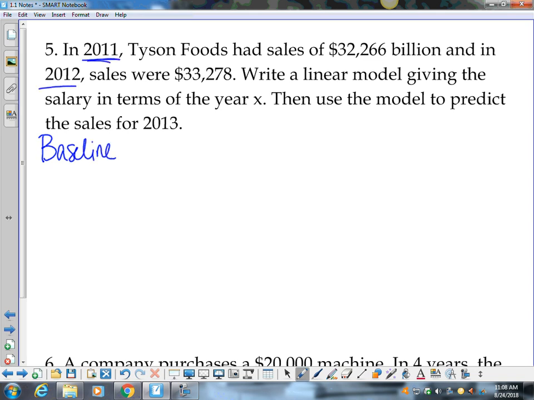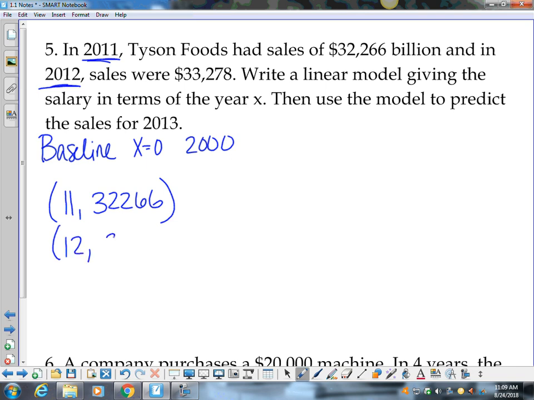This is 2011 and 2012. So I'm going to let x equals 0 be 2000. So my point for 2011 is not going to be 2011, it's just going to be 11, and 32,266. Notice again, I don't put a comma after my 32 because I don't want this to look like something, comma, something, comma, something. And then my next one's going to be 12, 33,278. Now I have my 2 points.